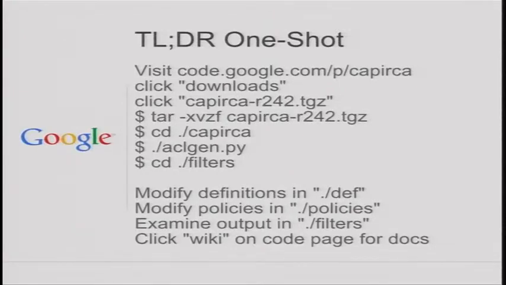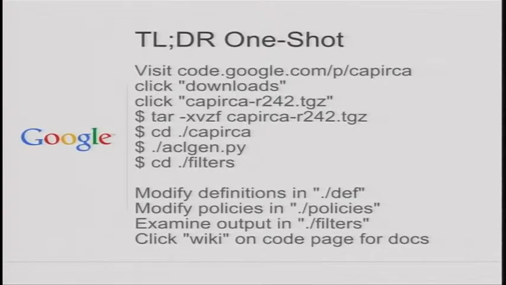If you click on the downloads link, there's a download called Capirca 242 TGZ. You can download it, extract it, CD into the directory, and simply run aclgen.py. This is a very Python-focused talk because everything I wrote was in Python. I love Python, it's the shit. And for you Perl guys, I used to be a Perl guy. Once you get into Python, you won't be anymore.